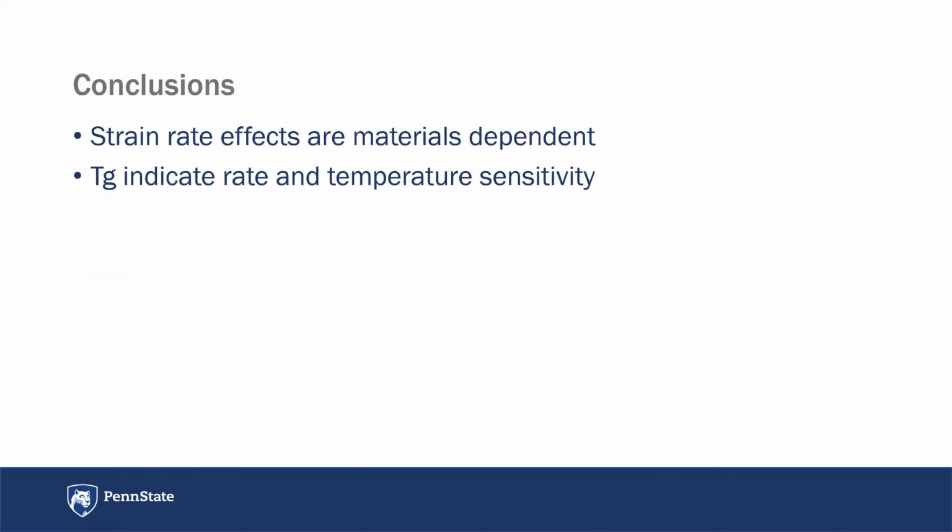So in conclusion, the strain rate effects are material dependent, as shown by polypropylene, ABS, and PBT all behaving differently and with different magnitudes of change. And in general, Tg is a relative indication of the material's chain flexibility and possibly the temperature and rate sensitivity of each material.